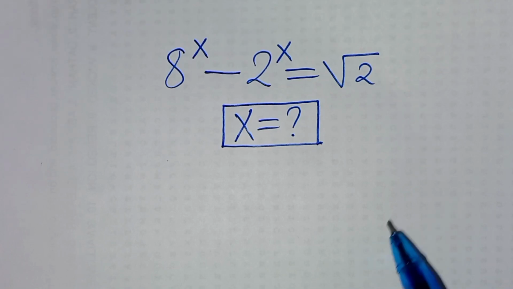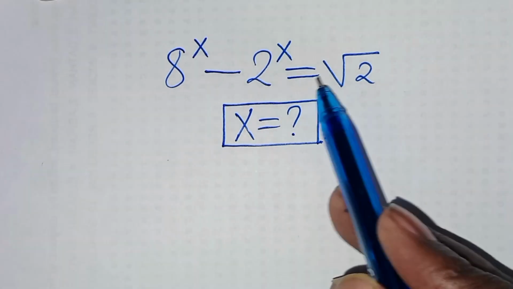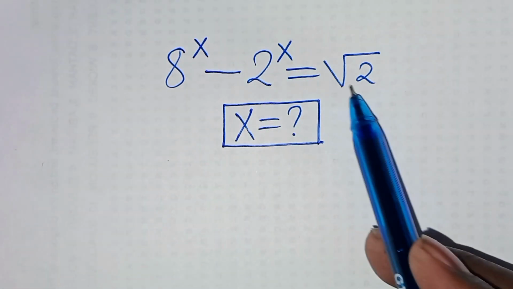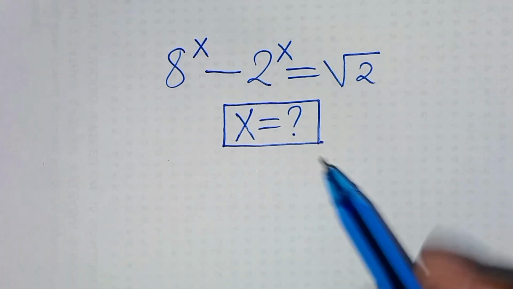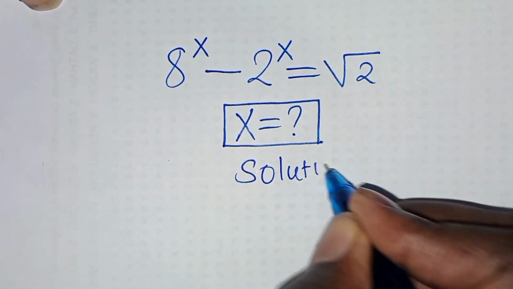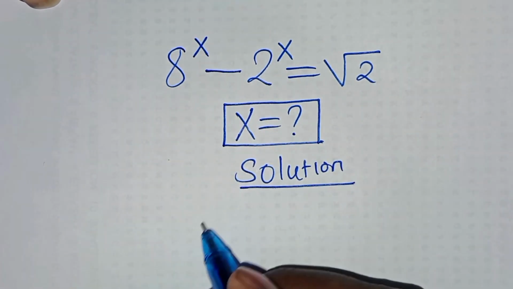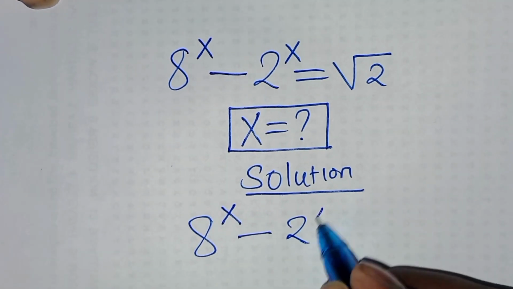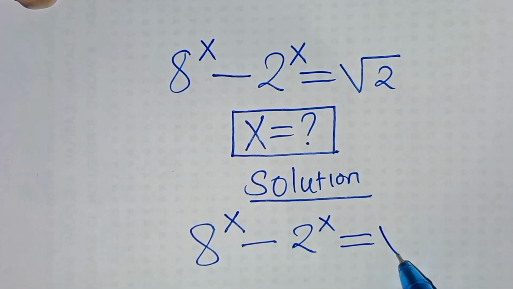You are welcome to solve this nice math problem, which is 8 to the power x minus 2 to the power x. This is equal to square root of 2. What is the value of x? Solution from here, we have 8 to the power x, subtract 2 to the power x. This is equal to square root of 2.